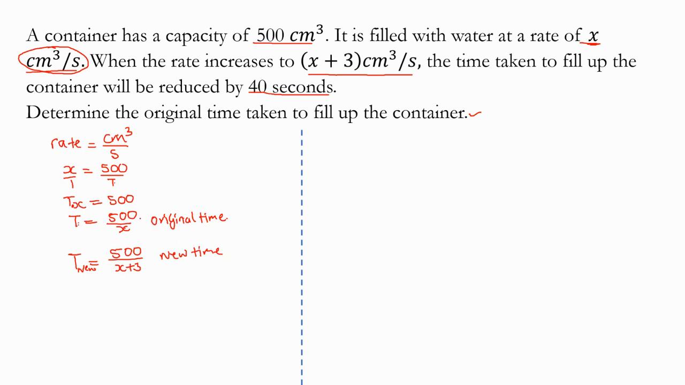The original time minus the new time must give us 40. So it's going to be 500 over x minus 500 over x plus 3 is equal to 40. Then we just solve for x.